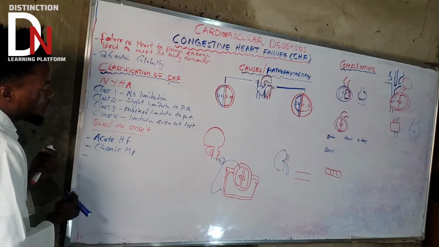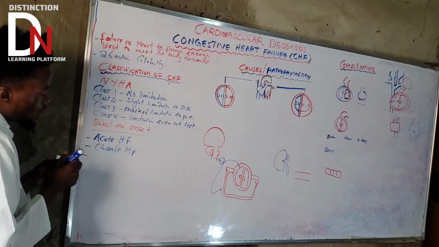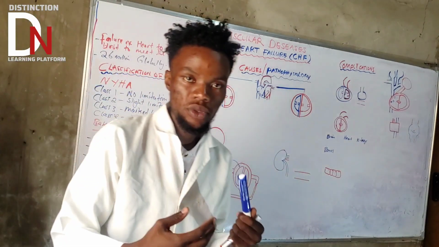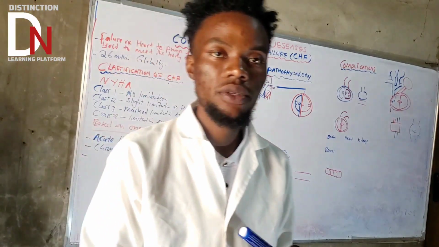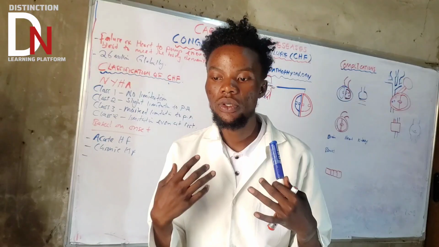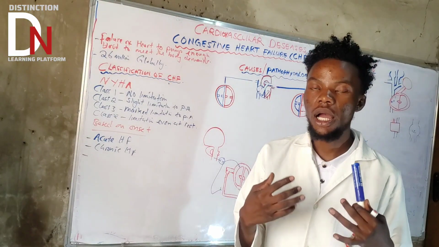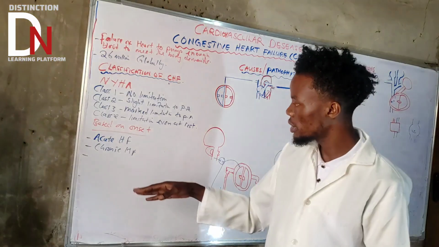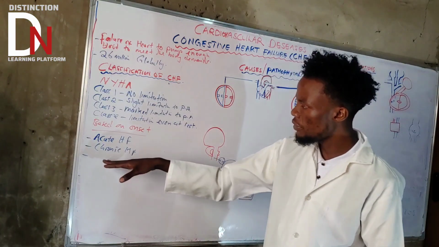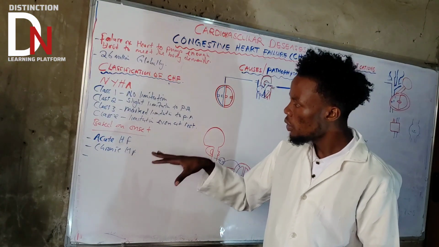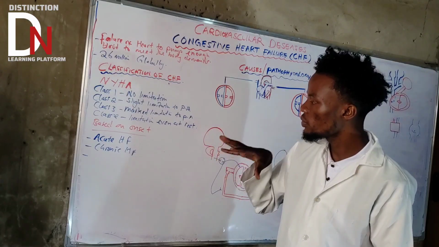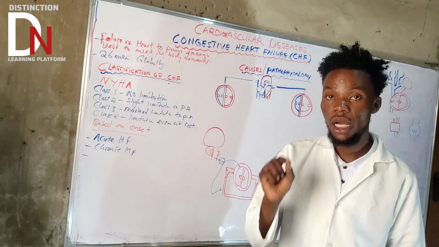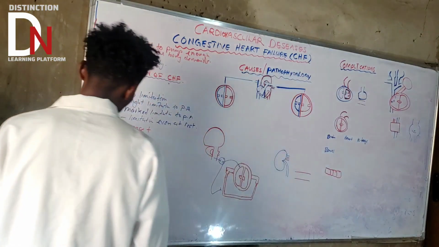Then the last one will be acute heart failure superimposed on chronic heart failure. So there is acute decompensation of the heart whilst they are having chronic heart failure. What I simply mean is that they are having chronic heart failure, but on top of that, they develop acute symptoms of heart failure.